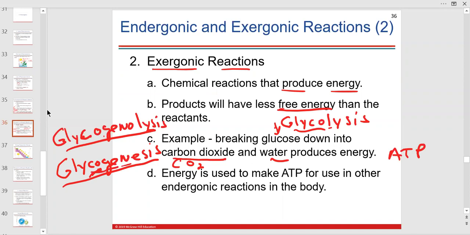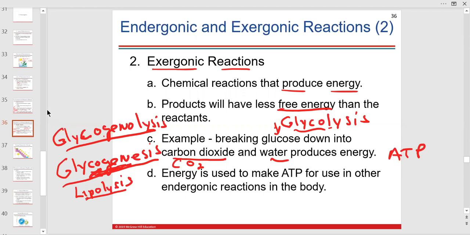Professor, does that store water, the glycogenesis? No, that's a loss of water. That's a dehydration in the reaction. Excellent. And there could be other things, like lipolysis, and lipogenesis is another one.